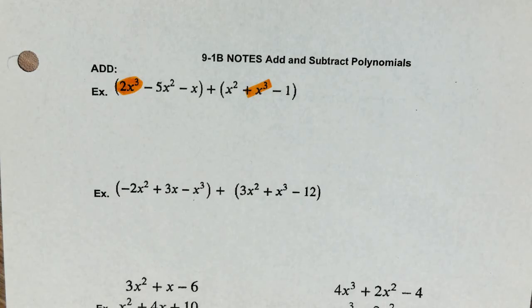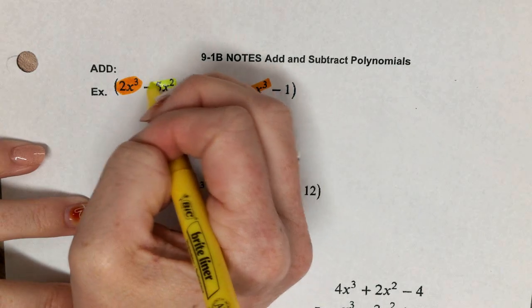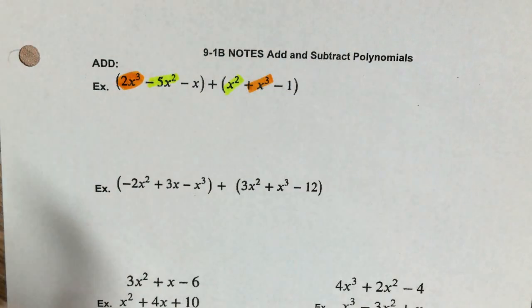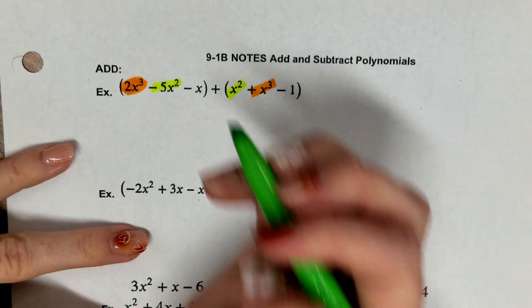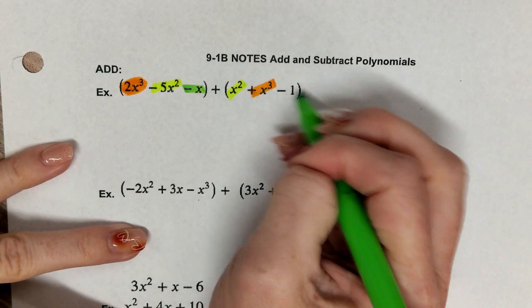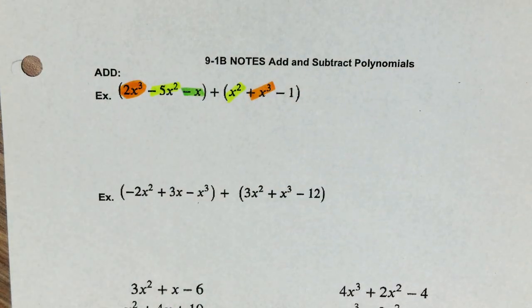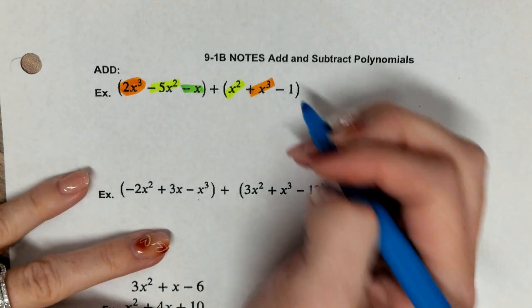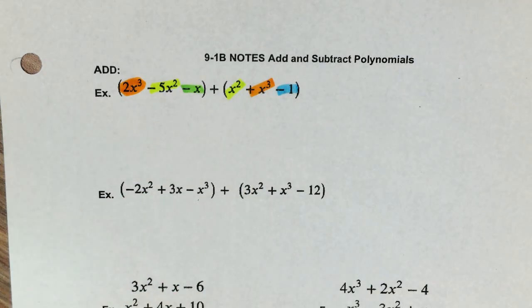Okay? All right, the next one I'm going to highlight is the x squared over here and the x squared over here. The next one I'm going to highlight is the x, and there is nothing over here to highlight with it, so it's going to get its own color. And the last one I'm going to highlight is the number by itself, and it's not going to be combined with anything either. Now, which one will I start with? Orange. Why? Because it is the largest degree. Remember that we're going to order these from largest degree to smallest degree.